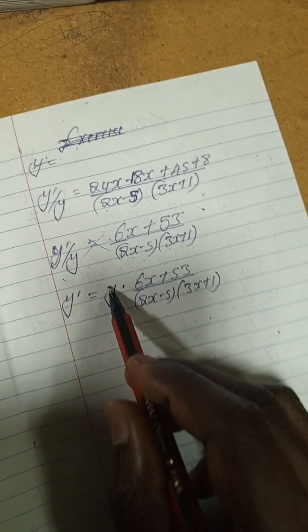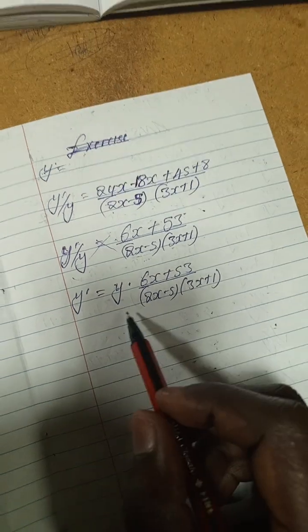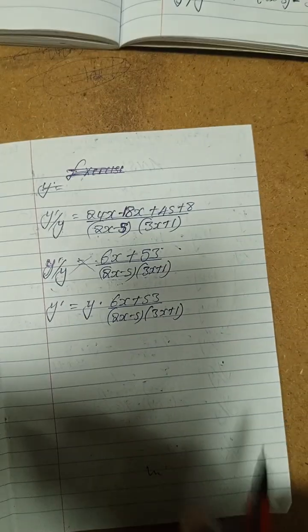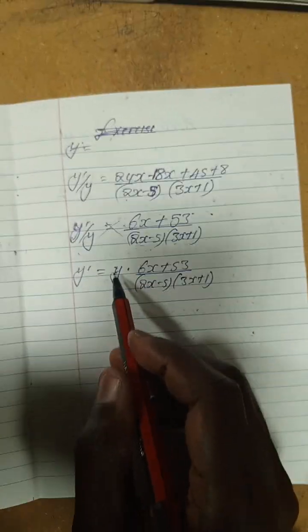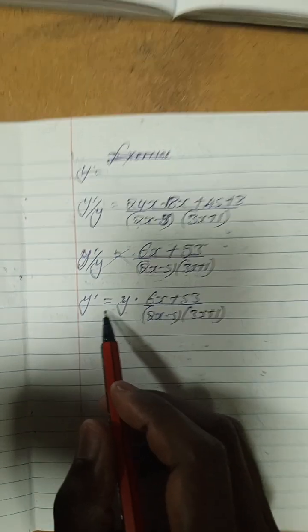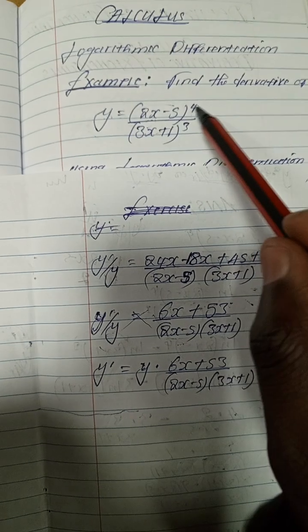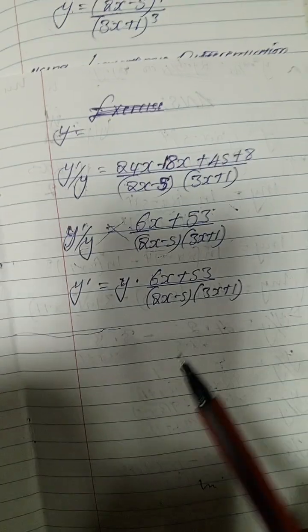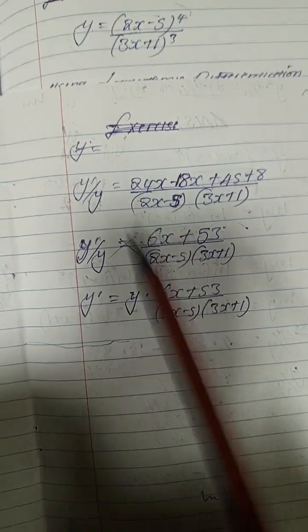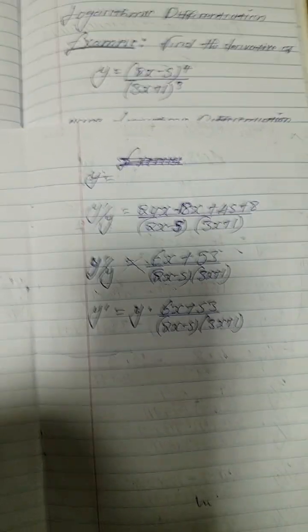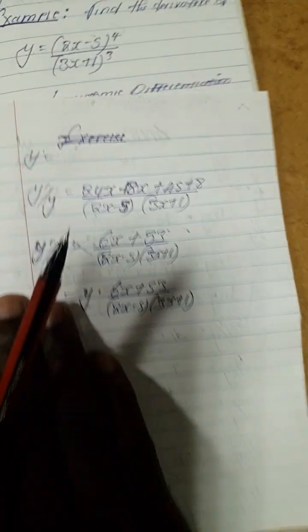Since we have this now, we have to go back to our question and, where there is y, replace it with the original function that we were given. So guys, our original function is this. Where there is y, we are going to put this function, the whole of it. So let's do it.